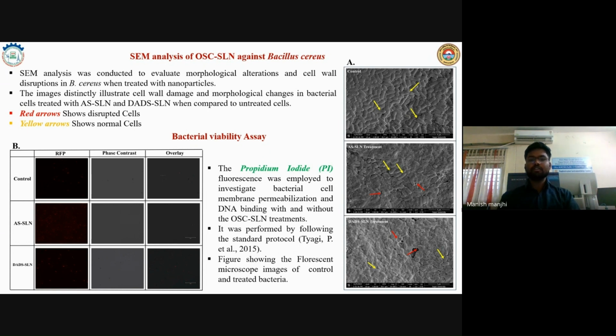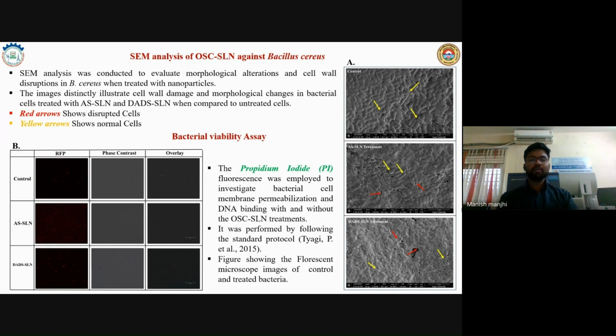The next figure is the bacterial viability assay. We are using propidium iodide fluorescence to assess bacterial cell membrane permeabilization and DNA binding, without and with organosulfur compound solid lipid nanoparticle treatments. Here in the control, the figure shows a small amount of RFP-positive bacteria, because propidium iodide is an intercalating dye that binds to the nuclear material.